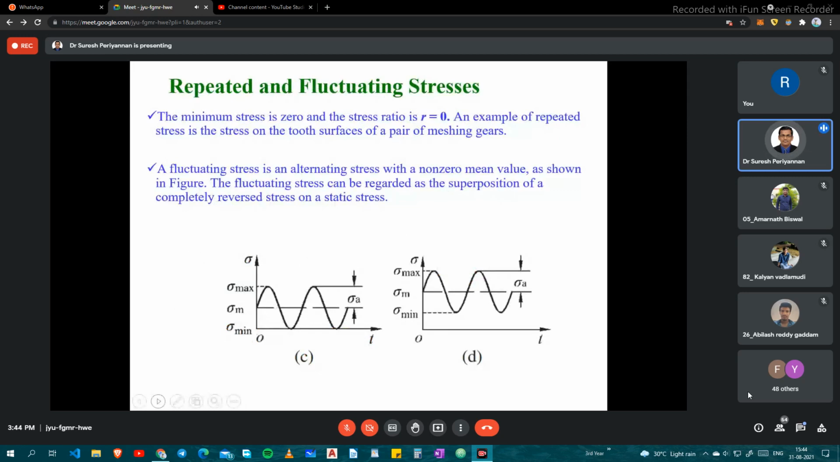That is repeated and fluctuating stress. In the repeated stress, the minimum stress is 0. Here sigma max is, for example, 10 megapascal, and here sigma min is equal to 0. What is an example for this? Any example?